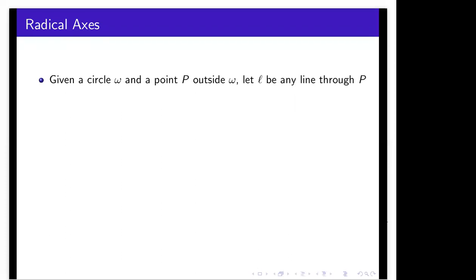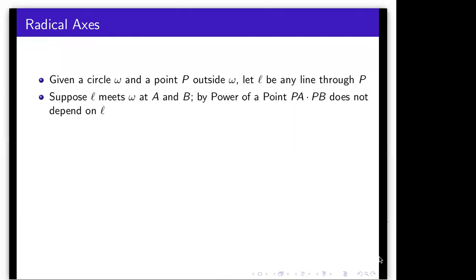This is called the radical axis. The radical axis has to do with power of a point. I'd encourage you to draw your own diagram as we go through the definitions. If you have a circle omega and a point P outside omega, then you can draw any line L through P. Suppose that our line L intersects omega at A and B.